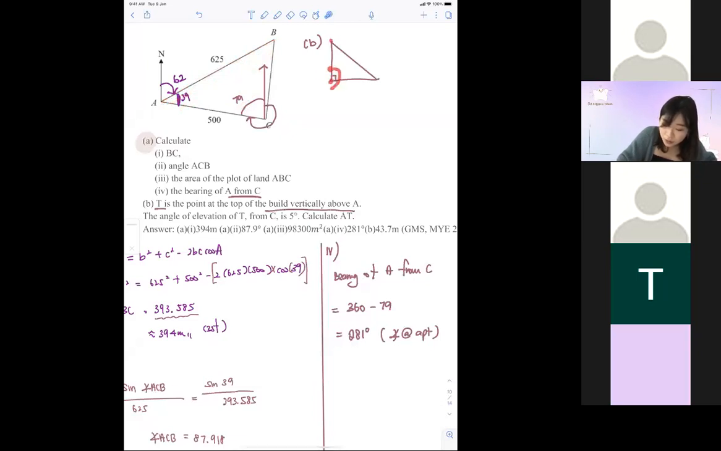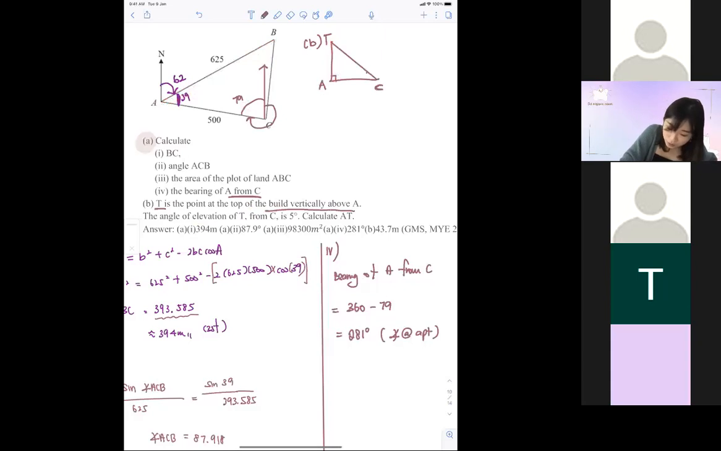T is above A. So next to the 90 degree must be where A is standing. T is above, so T is here. As long as you can identify it, it's good. Then now they say the angle of elevation from C. So from C, you put C here.